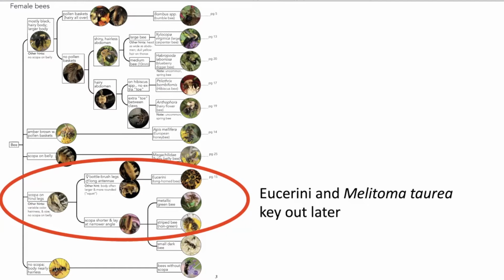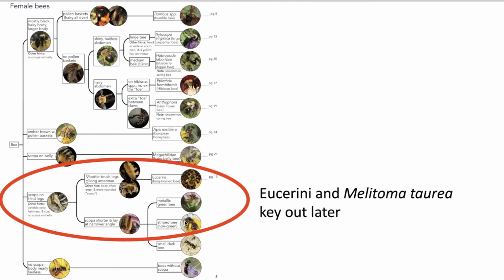So I'm mentioning Eucerini and Melatoma, but for this little training, just to make it easier, and because we're going to have a striped bee training later, we are now going to take Eucerini and Melatoma and shove them in the back of our brain and not think about them right now. I just wanted to point them out now, but we're just going to focus on these bees up here, and we will talk about the Melatoma and Eucerini when we do.